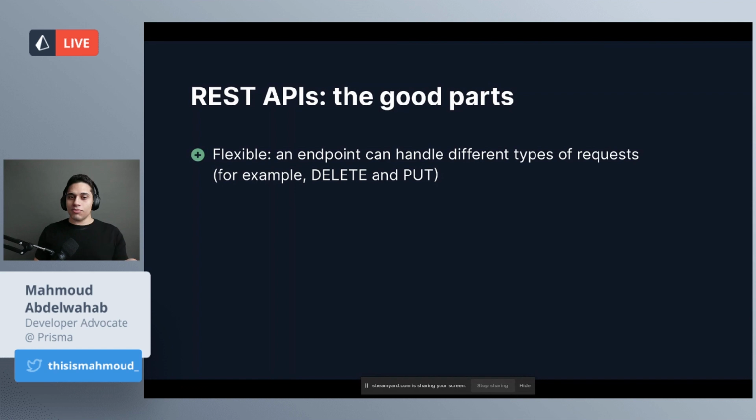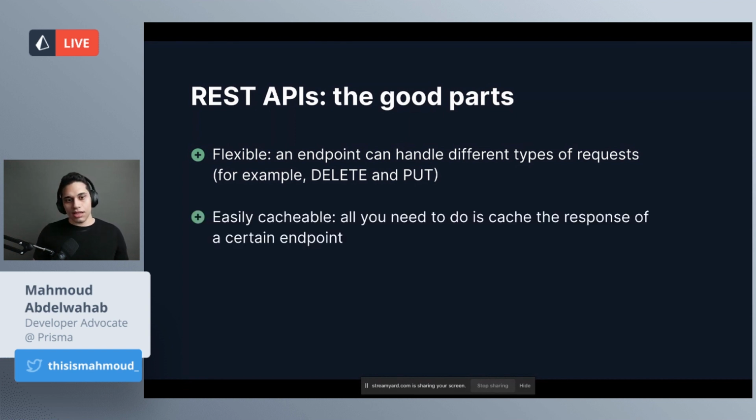So when I wrote the code for this endpoint, an endpoint can handle many types of requests. For example, I have an endpoint where I want to update a certain item. It can be a user, a post, whatever. So this endpoint can be like /user/ID. It can handle both an update or a delete. So it's very flexible. And then they're cacheable.